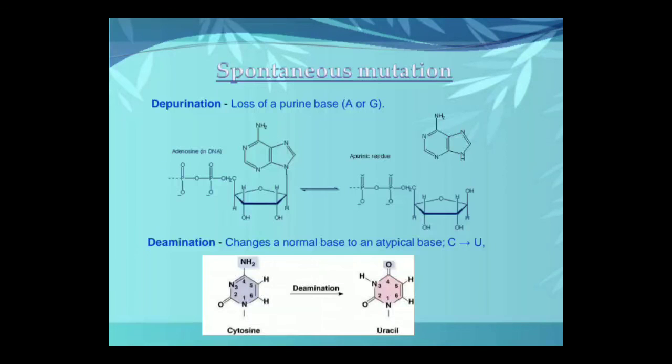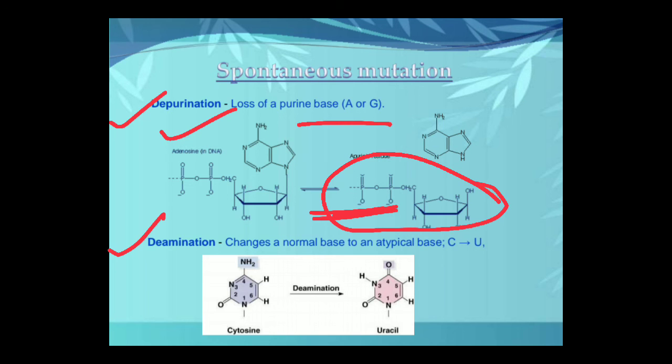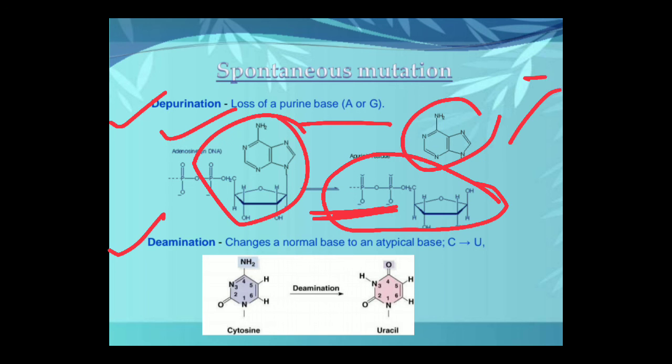Spontaneous mutation, that is depurination. In this, the loss of purine base A or G occurs. Here is the example of depurination. A purine base is lost here. You can see very clearly this base is lost. Deamination changes a normal base to an atypical base, that is C changes to U.